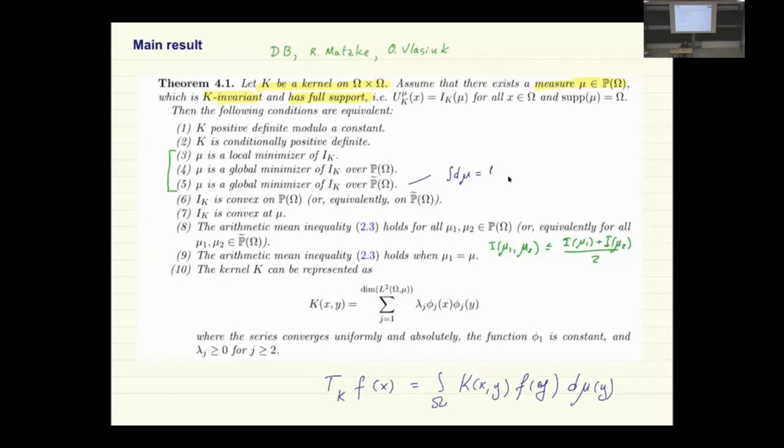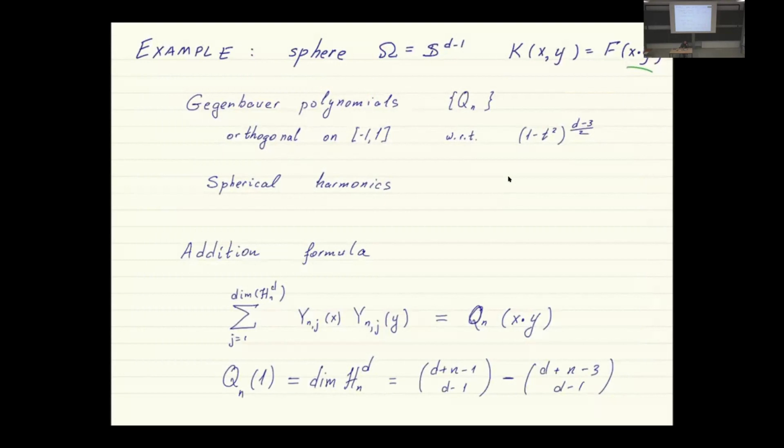Okay, so this allows us to understand what functions are positive definite on this sphere. So the eigenfunctions of the Hilbert-Schmidt operator in this case are exactly the spherical harmonics. Spherical harmonics are homogeneous polynomials of degree n, harmonic homogeneous polynomials of degree n. They're also eigenfunctions of the Laplace-Beltrami operator on the sphere.